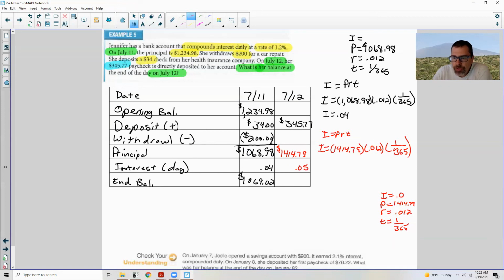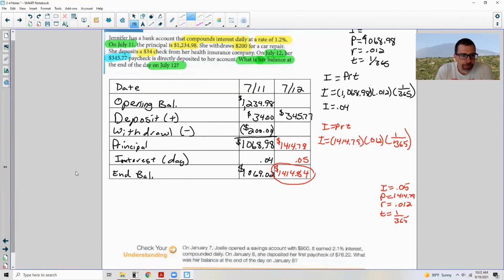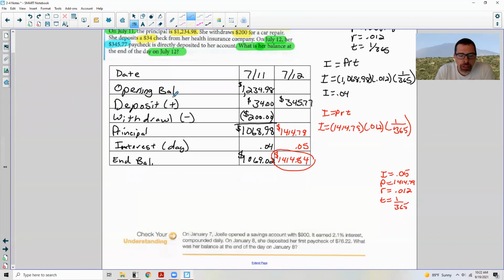Okay, so this is 0.05. So we made 4 cents on one day, 5 cents on the other. Add this up, 9 and 5 is 14, carry the 1, that's 84, and 1414. So $1,414.84 will be her balance at the end of the second day. Okay, a little bit of work in that one, but not too bad.